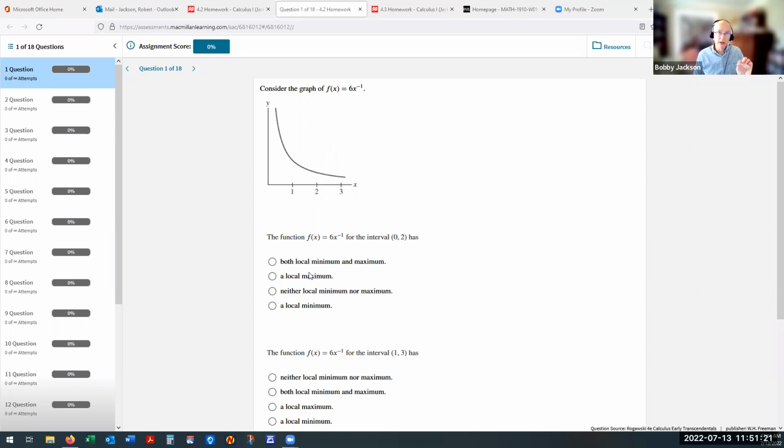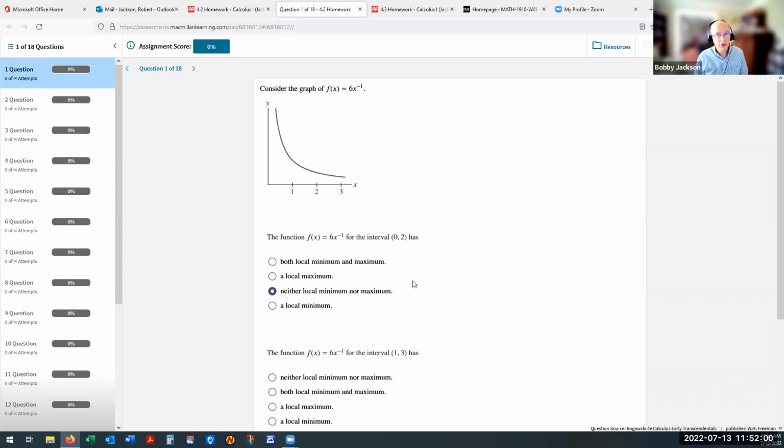A local minimum would be where the value at a is less than or equal to any other values on that open interval. Okay, so at no point on this graph do we have that. The function is decreasing for all real numbers greater than 0. So I'm going to say right now that it has neither a local minimum nor a maximum. Now, does it have a maximum or minimum? Because that's not the same thing as a local max or local min.